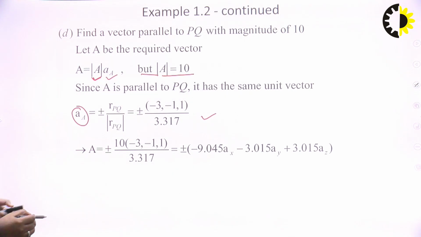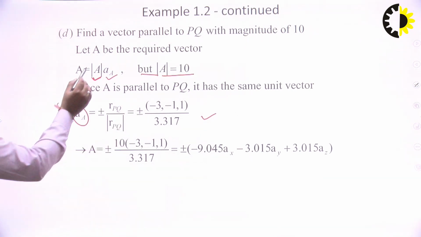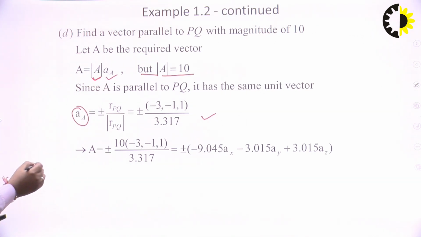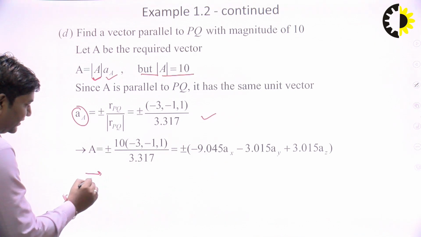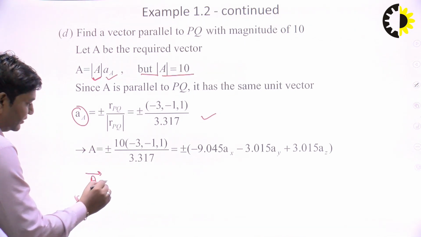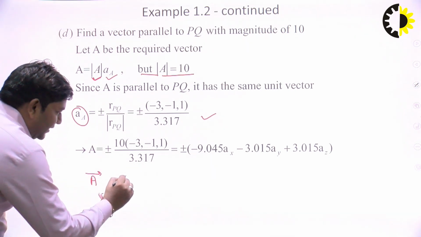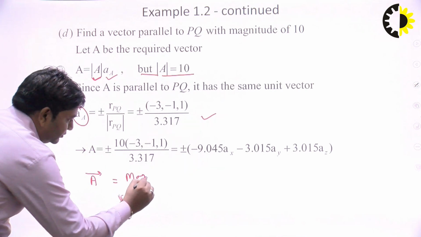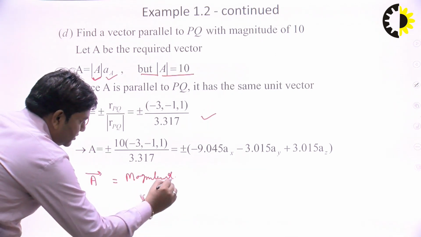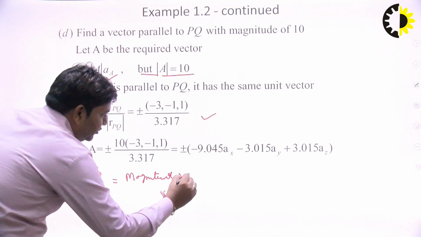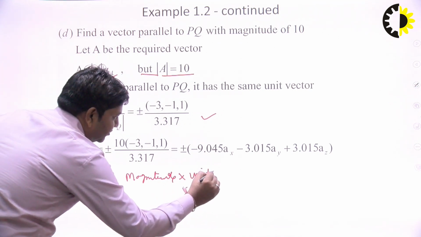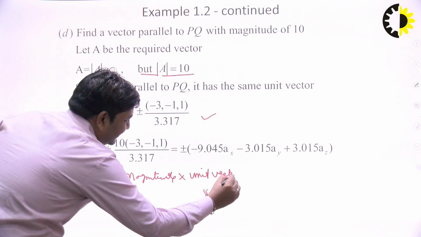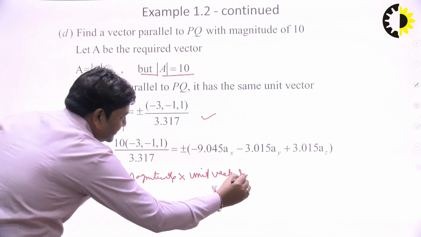So the vector A parallel to the PQ line having a magnitude of 10 is given by the magnitude times the unit vector in that direction.